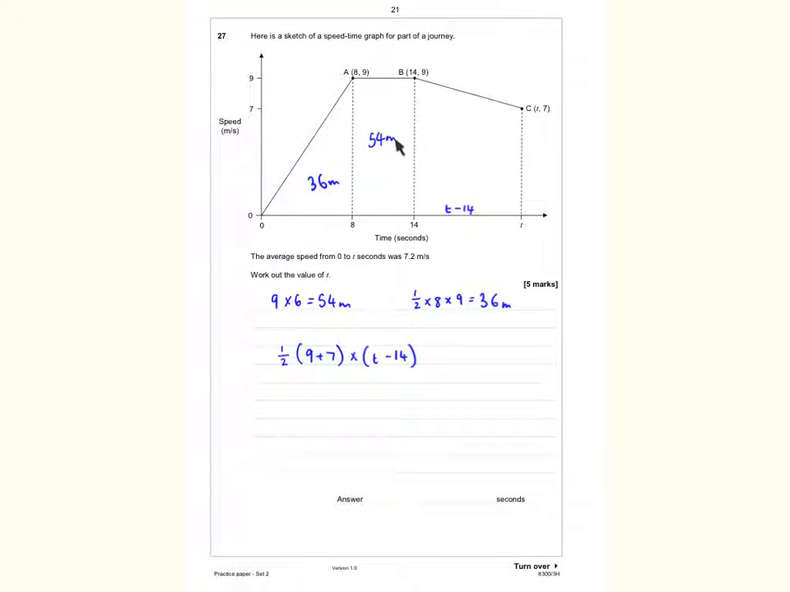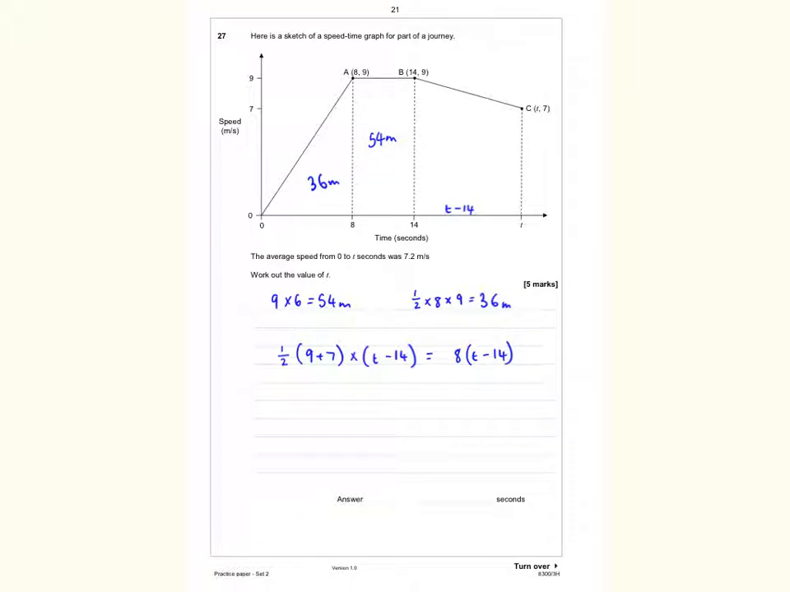Now I've got 54, I've got 36, and I've got this for the distance. This can simplify, so I'm going to simplify that, but my distance isn't a number. If I had just had a number, I would just use that number and divide by 7.2. Let me simplify that first. Half times 9 and 7 is 16, and half of 16 is 8. So I've got 8 and then t take away 14.